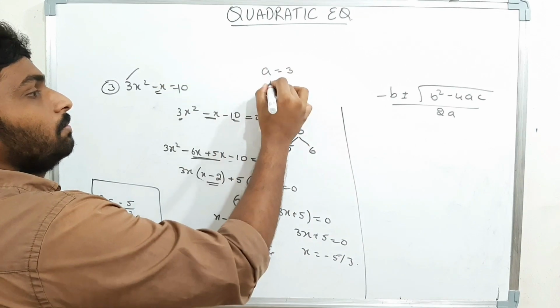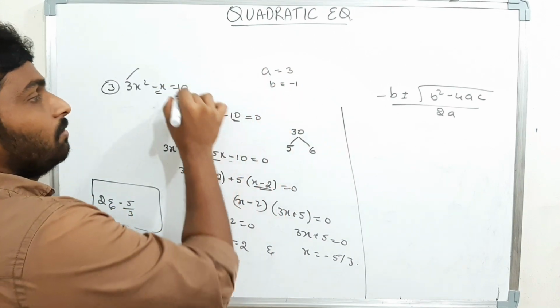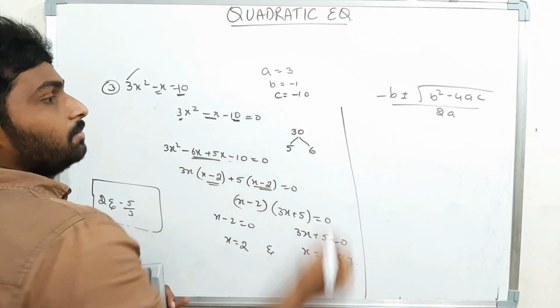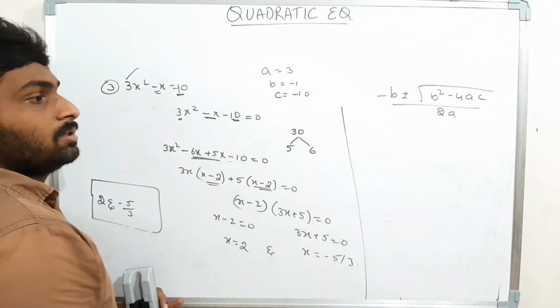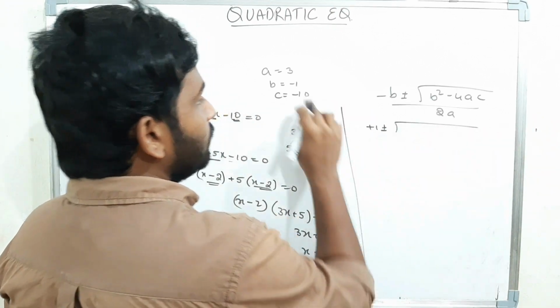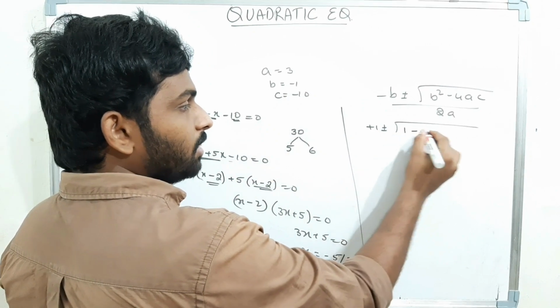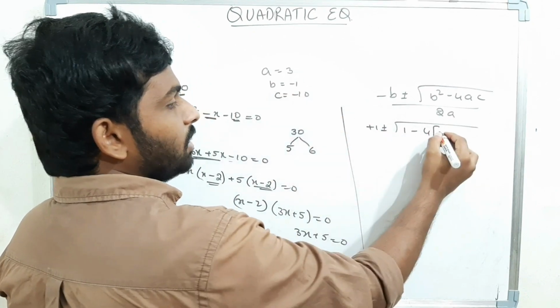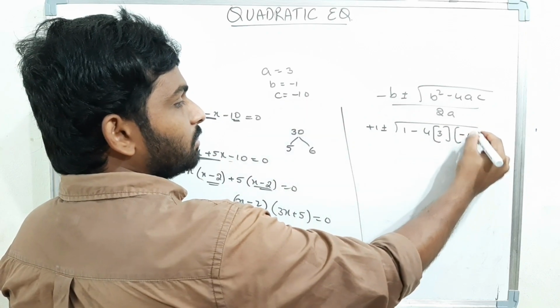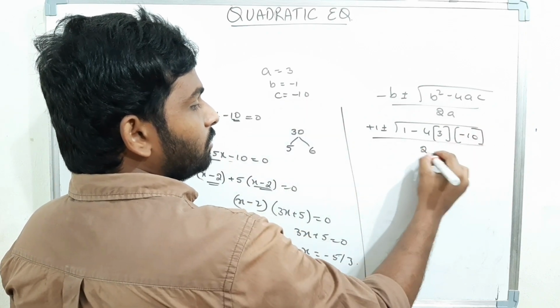What is b? b is minus 1. What is c? c is minus 10. Now we do the same thing. Minus b, minus into minus is plus 1, plus or minus root of b square, minus 1 square is 1, minus 4 into what is a? a is 3. What is c? c is minus 10, by 2 into what is a?